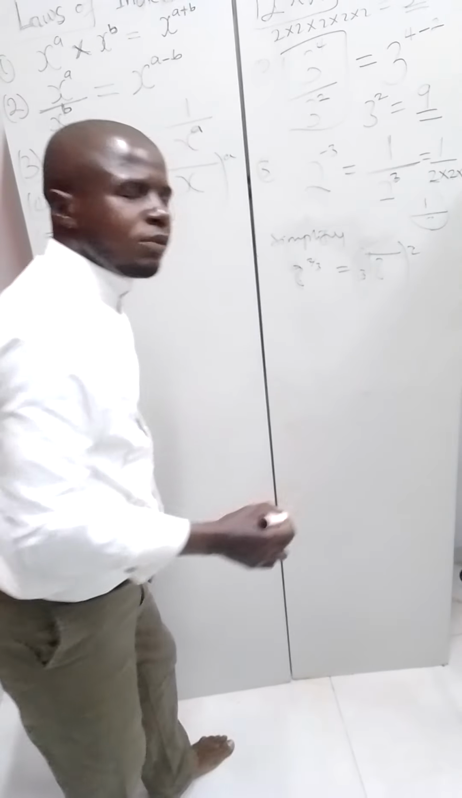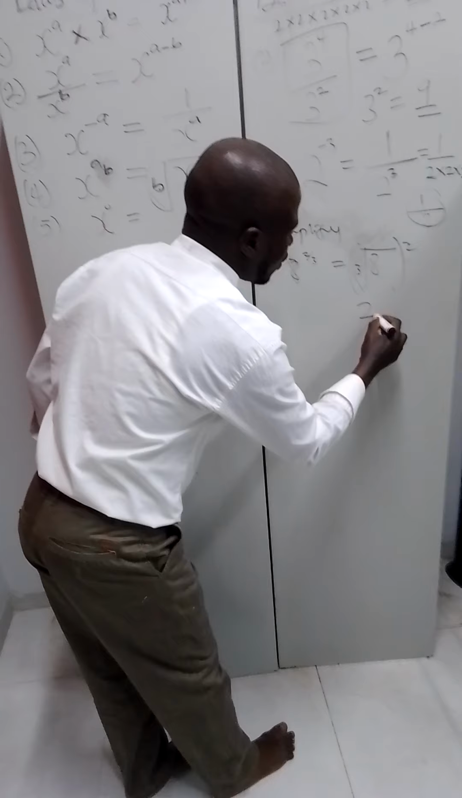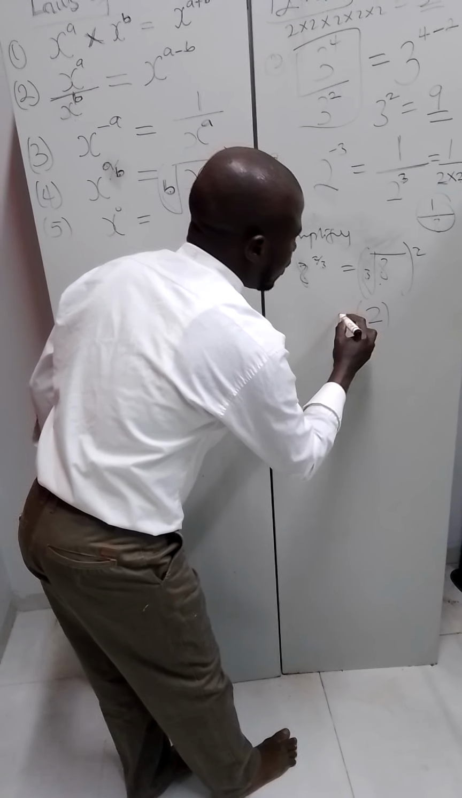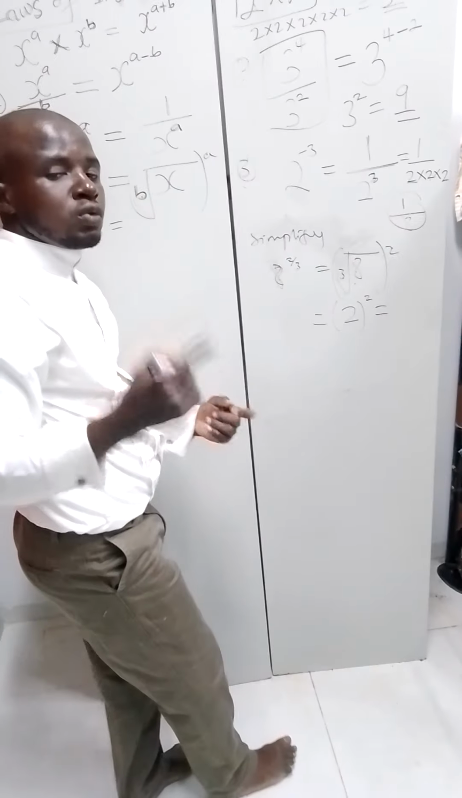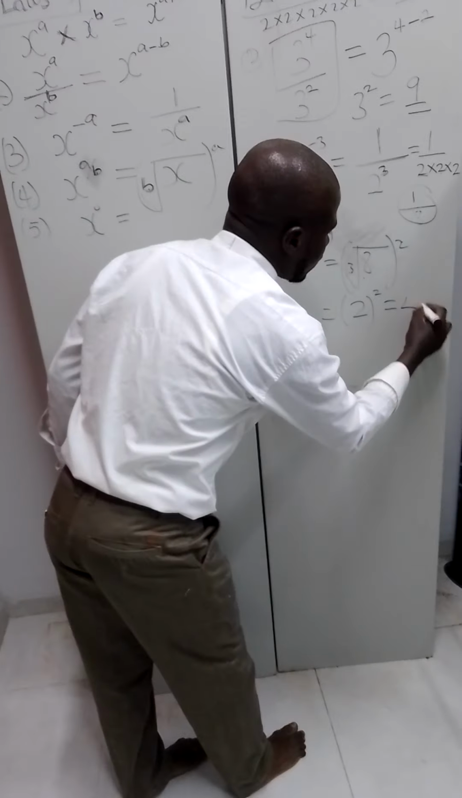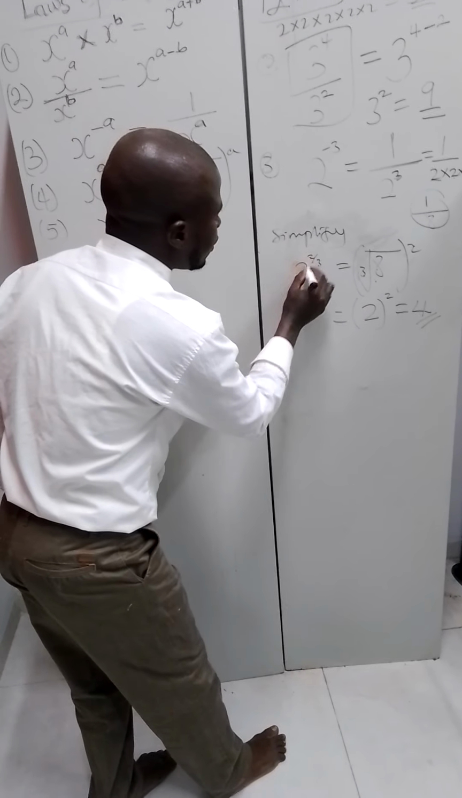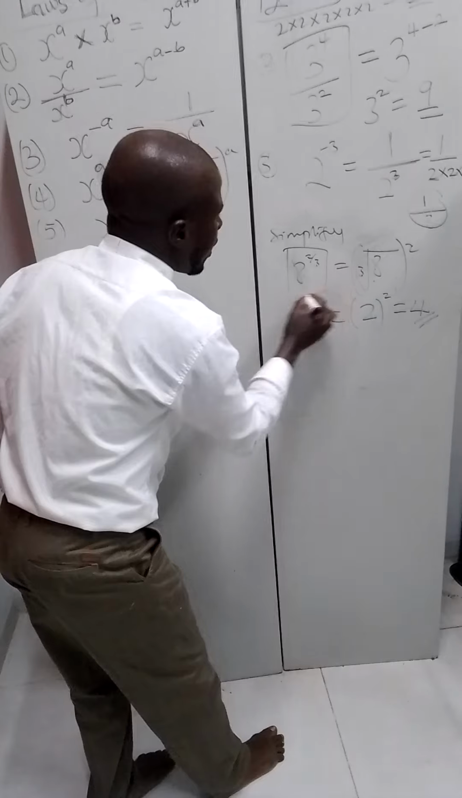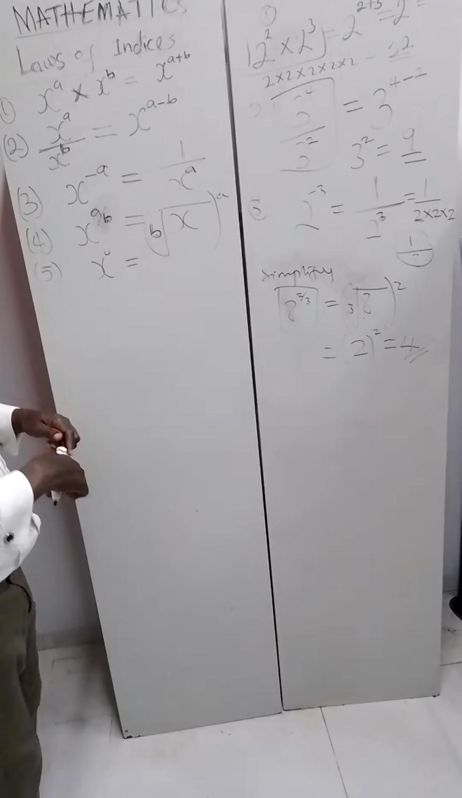So what is the cube root of 8? Cube root of 8 is nothing but 2. You have 2 raised to power 2. And what is 2 raised to power 2? That is 2 square. 2 square means 2 times 2, which gives us 4. The final answer to this question, 8 raised to power 2 over 3, is what? The answer is 4. I believe it is clear to us.